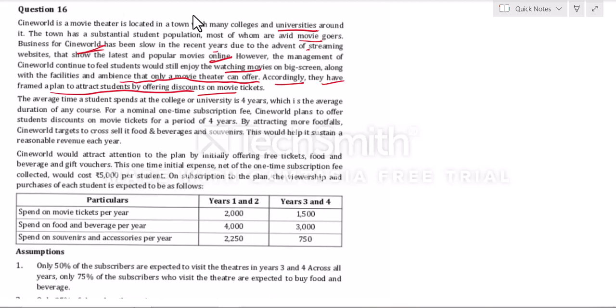So what they are telling here is that they are in a place where there are many colleges and universities. Cineworld is a movie theater surrounded by many colleges and universities. But there is a decrease in the people coming to the theater because new websites and apps have emerged which show new movies online, so people have stopped coming to movie theaters. But there are still a few people who like watching movies in theaters only. So they want to give some offers and discounts on tickets to attract the students.